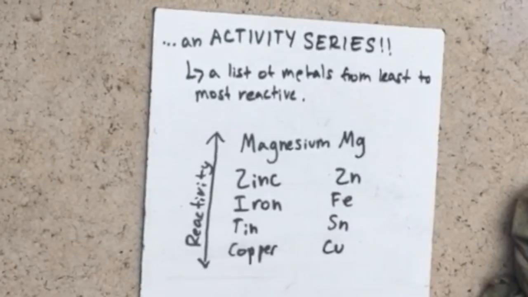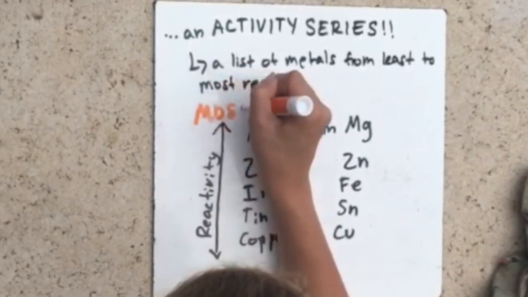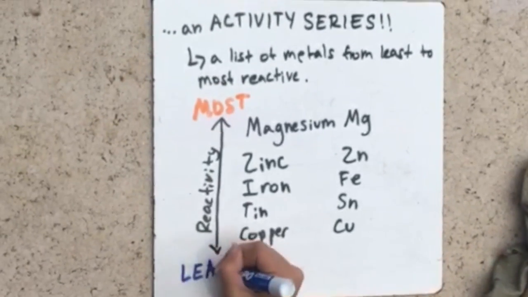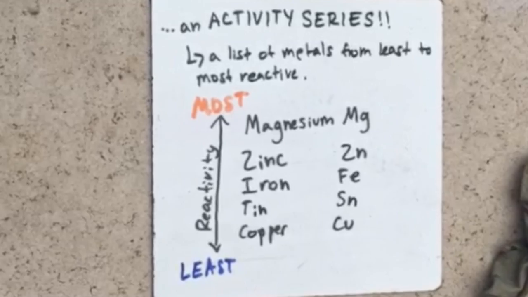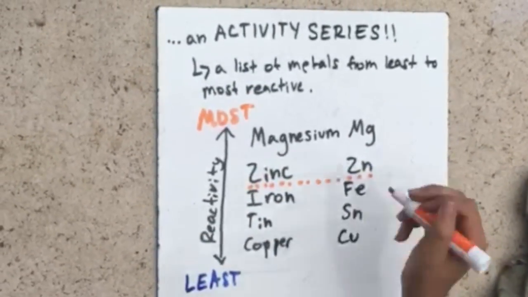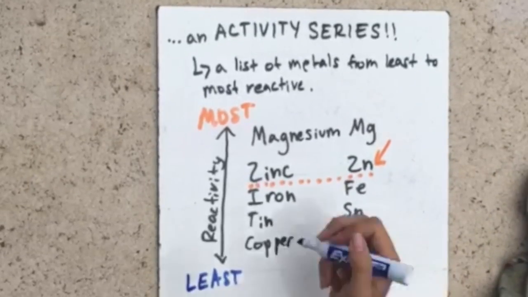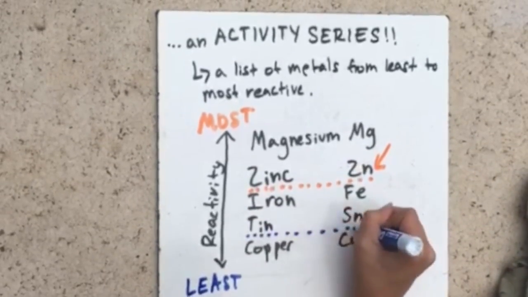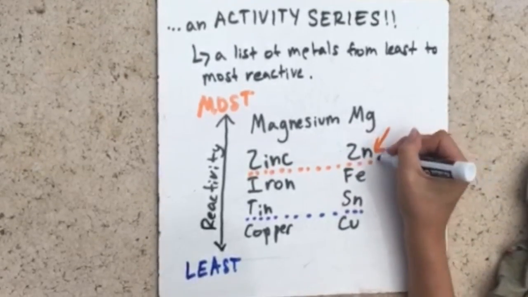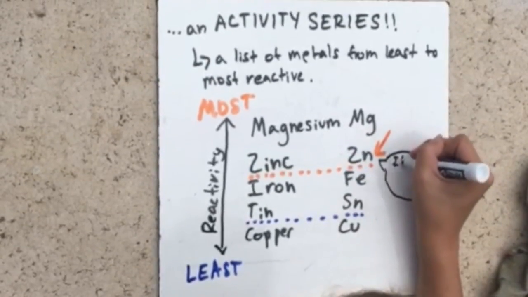Another factor is the number of electron rings there are in the atom. This makes the pull of the protons weaker on the outermost electrons and easier for them to be lost. This would put the atom on the lower side of the activity series. As you can see here, zinc is more reactive than tin, therefore determining that it will replace tin in this reaction.